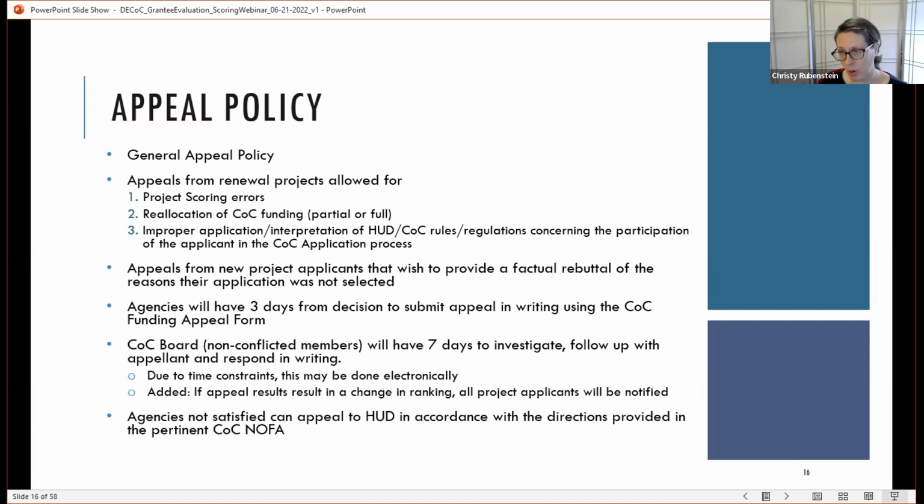If this part was added, if the appeal results in a change in ranking, then all project applicants would be notified. So there are some circumstances where that happens. It's unlikely that that happens if you are following a schedule and can make sure that works in an orderly fashion, but it has occurred, maybe not in this CoC, but in others that we've worked in. Agencies not satisfied can appeal to HUD in accordance with the directions provided in the NOFO for that year. So every year, HUD's NOFO will have a section on appeals and what can be appealed and how to go through that process.